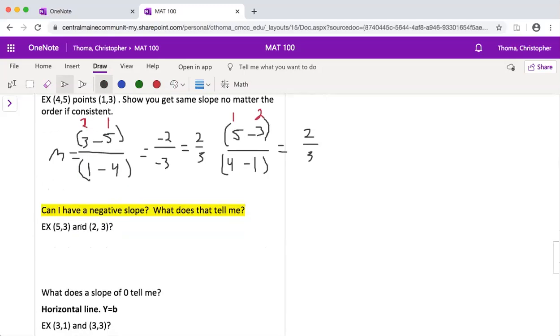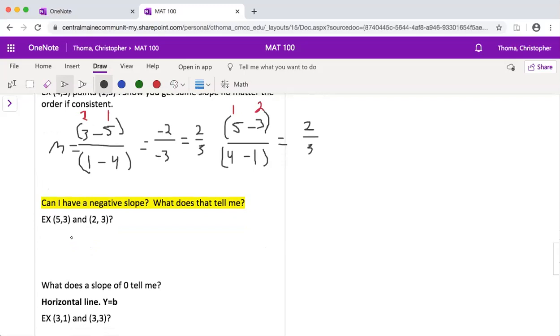All right. So what does a negative slope tell me? If I didn't change this to positive and I left it as a negative, that means I could go down to left 3, which would also still work. So let's do this one. So 5/3 and 2/3. So again, my slope equals my y's subtracted over my x's subtracted in parentheses.